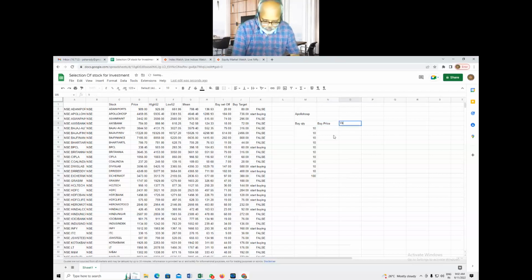This is the value of the buy, and this will be your target price, buy target. Now the first buying price would be just below my mean. That means if it is 46.48, I will say that I want to start buying at 462.05.